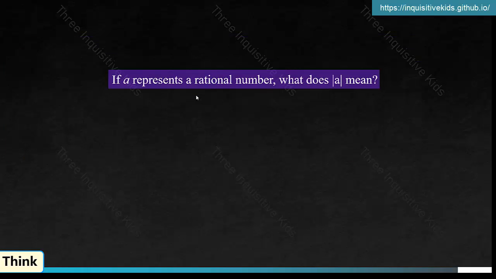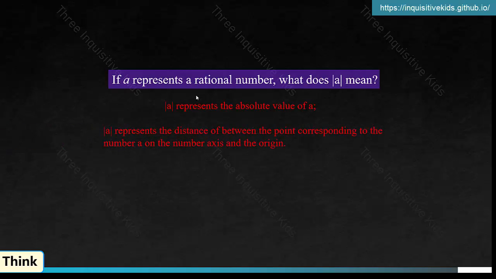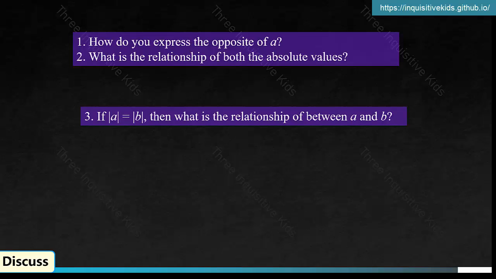If a represents a rational number, what does the absolute value of a mean? The absolute value of a represents the distance between the point corresponding to the number a on the number axis and the origin. How do you express the opposite of a? You express the opposite of a by putting a negative sign in front of it. What is the relationship of both of their absolute values? The relationship is that they're equal.